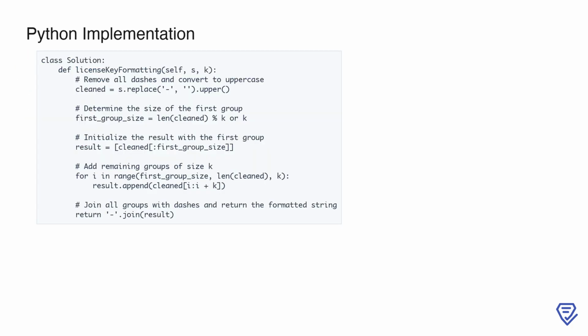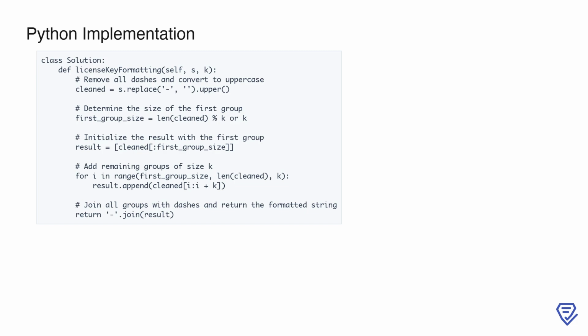This Python solution reformats a given string s into a license key format with groups of size k, ensuring all characters are uppercase and separated by dashes. The process begins by removing all dashes from the input string using replace and converting all characters to uppercase, ensuring a consistent format. Next, the size of the first group is determined. This is calculated as the remainder of the length of the clean string divided by k. If the remainder is 0, the first group will have size k.